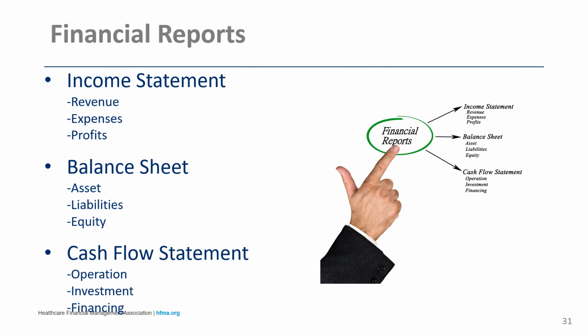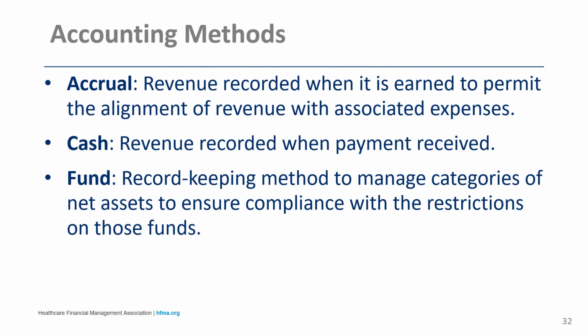The income statement ties to the balance sheet and is a summary of revenues and expenses showing any excess or loss from operations. The balance sheet is the statement of the organization's wealth showing assets, liabilities, and equity. The cash flow statement shows how cash was used for the period. Reserve amounts on the financial statement include bad debt, charity, and contractual allowances.